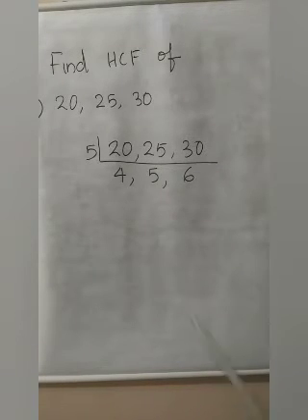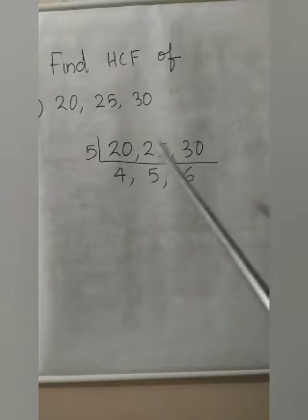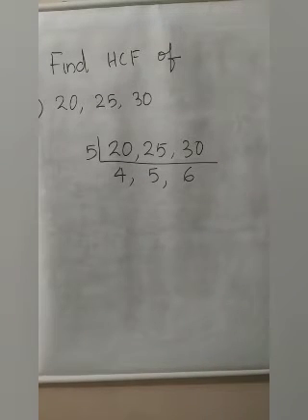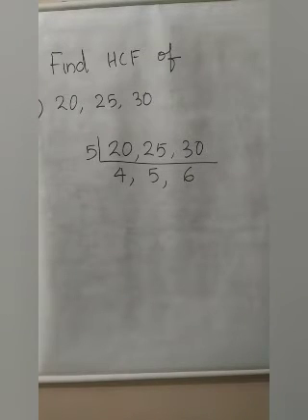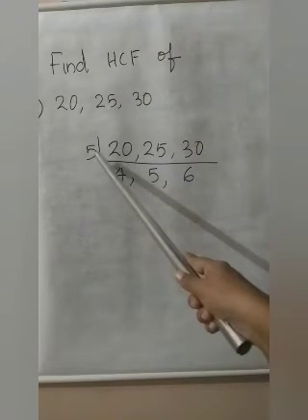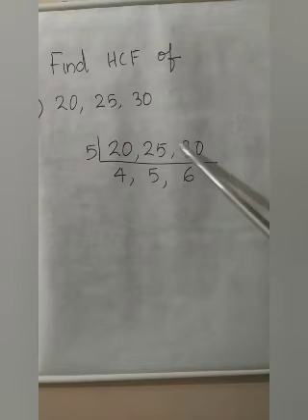If I am taking 2, 20 is divisible by 2. But whether 25 is divisible by 2? 25 is not an even number, so we cannot take 25. 30 is divisible by 2, but here 25 is not divisible. So we cannot take what? 2. Next, when we are taking the case of 3, 20 is not divisible by 3, 25 is also not divisible by 3, only 30 is divisible by 3. So when we are going for HCF, 3 numbers should be divisible by 1 number. So that is only the case of 5. 3 numbers are divisible by 5.